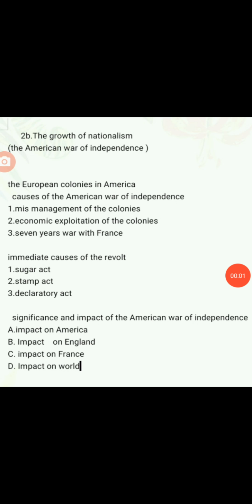Good morning, students. Today we will see our next lesson, that is the American War of Independence. In this lesson, students, we are going to see how the Americans fought against the British government for their independence.